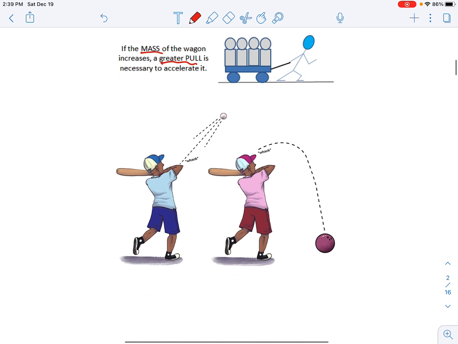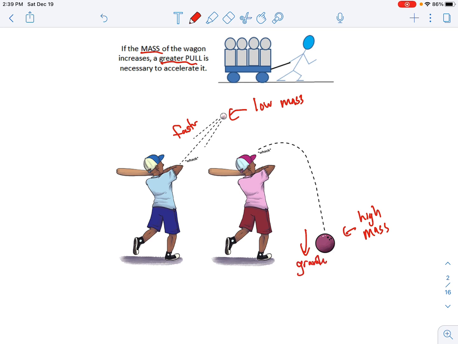Here's another example: somebody playing ball. If they both swing exactly the same way, this baseball that has a low mass is going to move much faster than this bowling ball that has a high mass. That one's not going to move very far, and then gravity quickly pulls it down to the ground. It doesn't have enough speed to keep going up. Gravity pulls it down.